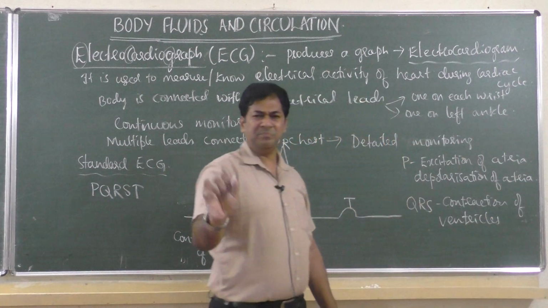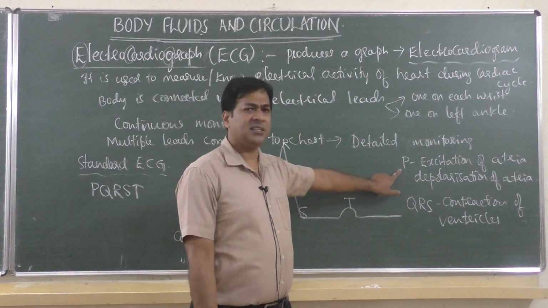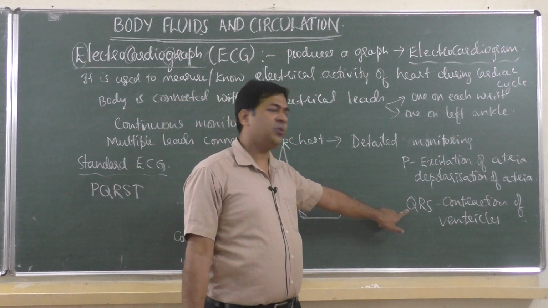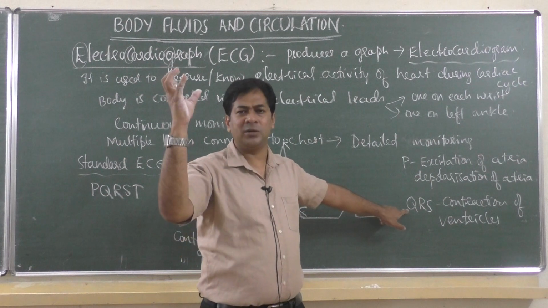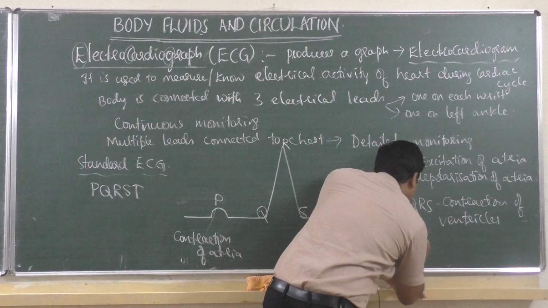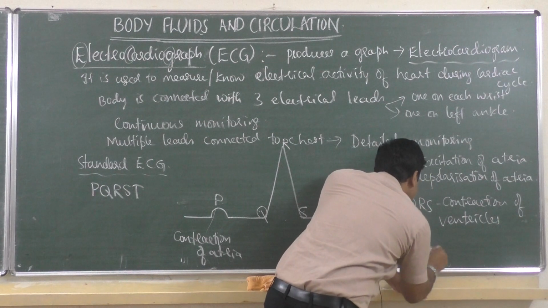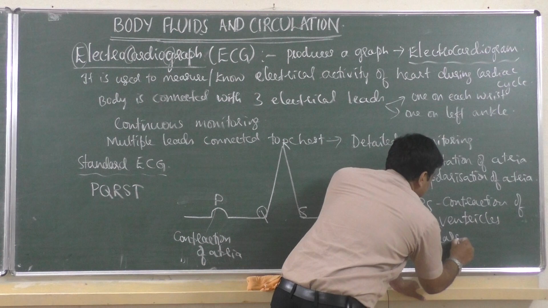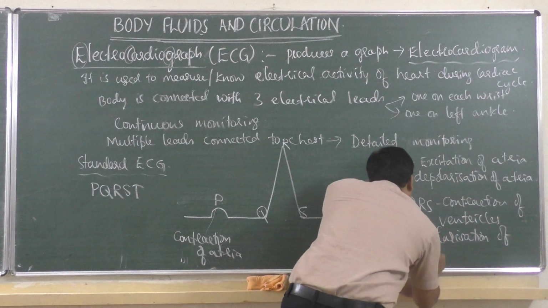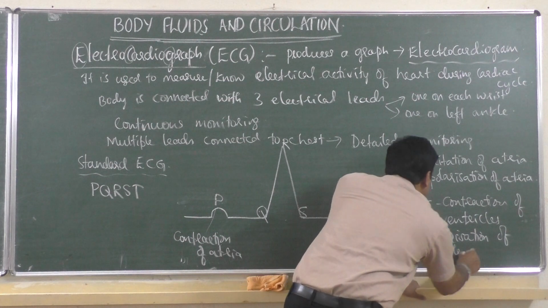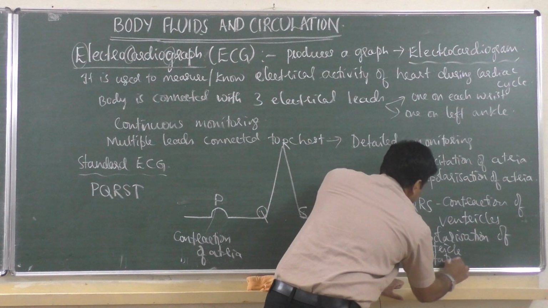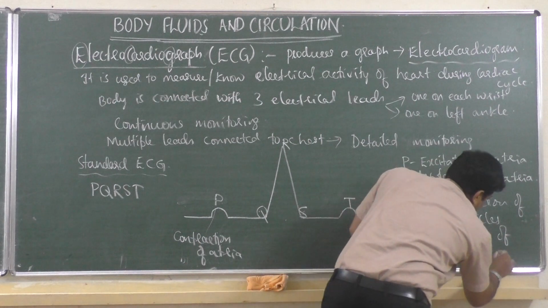In other words, in simple terms, P is nothing but when auricles pump blood to the ventricle. QRS is when the ventricle pumps blood to the aorta and pulmonary artery. So it is contraction of ventricles, or depolarization of ventricle, or you can also say excitation of ventricle.